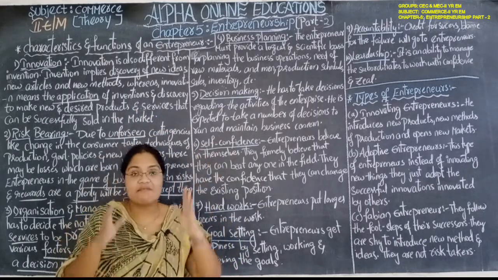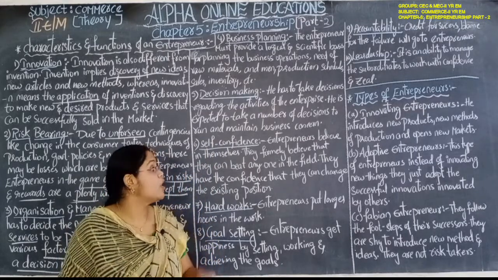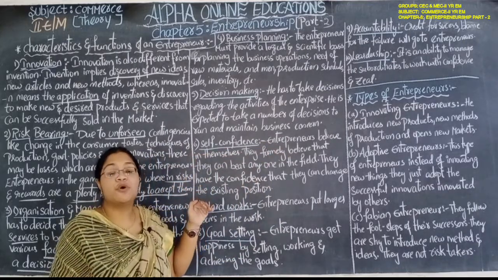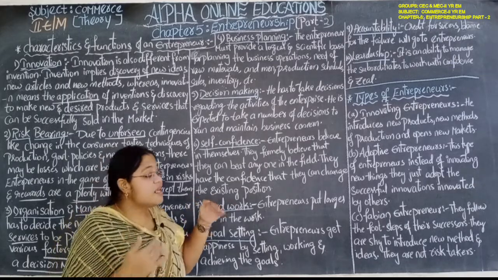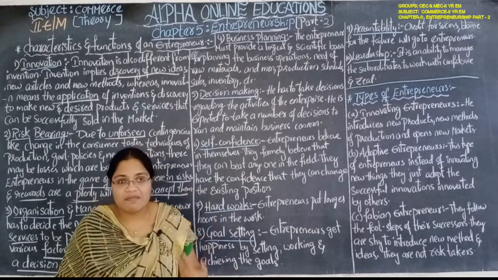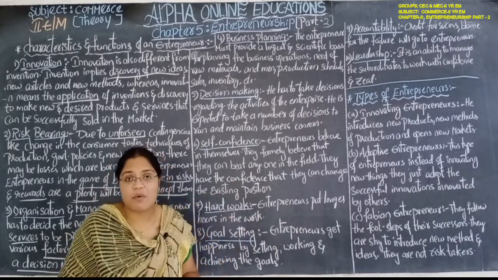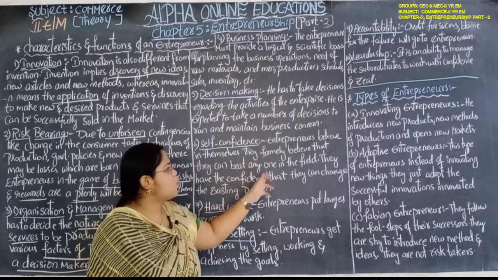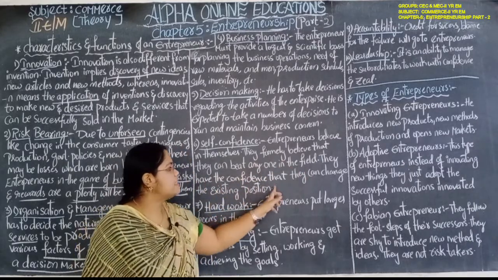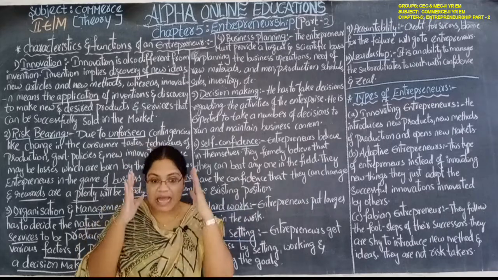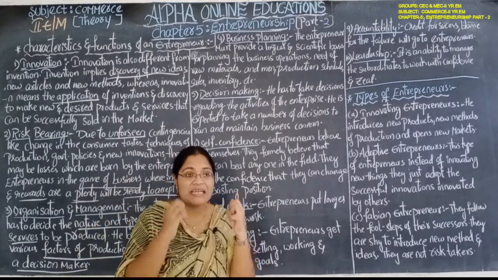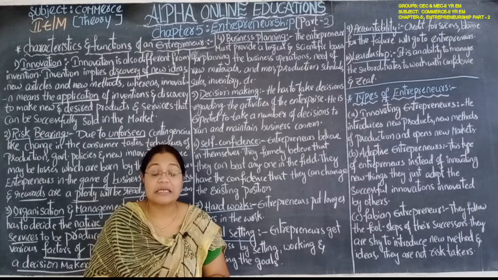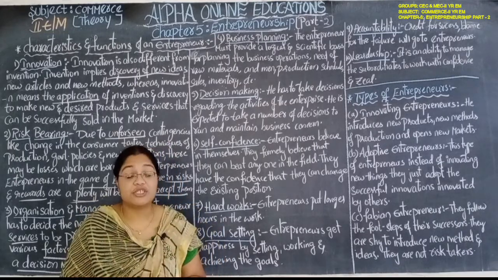Next is self-confidence. Self-confidence is very important for an entrepreneur. Why? Because the entrepreneur believes in himself. First, the entrepreneur has to believe in himself. Then only he can motivate his subordinates. Without believing in himself, how can he motivate his subordinates? He fervently believes that he can beat anyone in the field. They have the confidence that they can change the existing position. If there is a bad situation or bad condition in the business, they should have full confidence that they have the capacity to beat it. That type of self-confidence they should maintain.